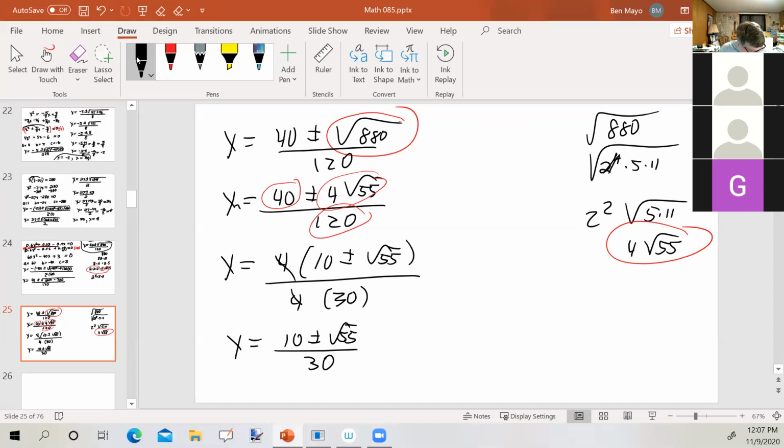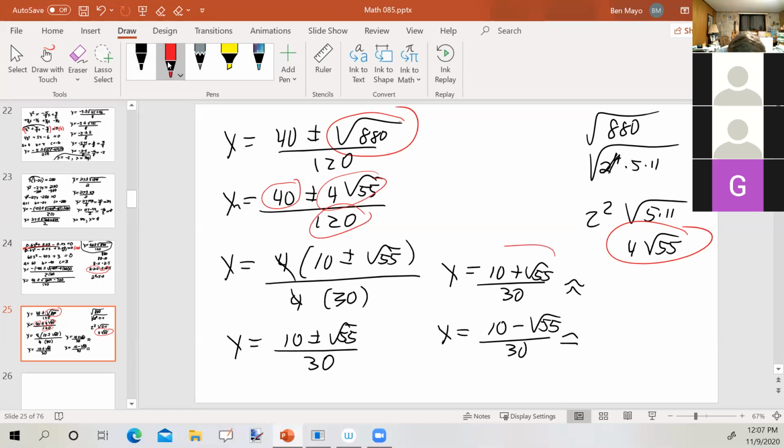All right with that? Yes. So now I'm going to have x equals 10 plus the square root of 55 over 30, and x equals 10 minus the square root of 55 over 30. So those would be your two exact solutions. Now, decimal approximations to the nearest hundredth.